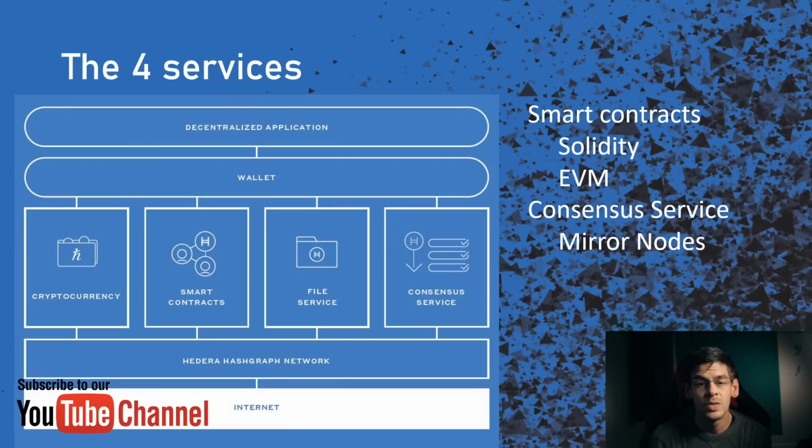The consensus service is where you can check the consensus of the network at any given point by utilizing the mirror node. Mirror nodes are nodes that run alongside the network but will not be able to add any information to the network.